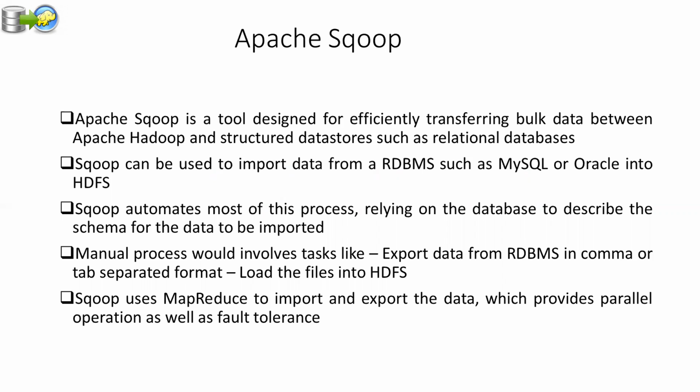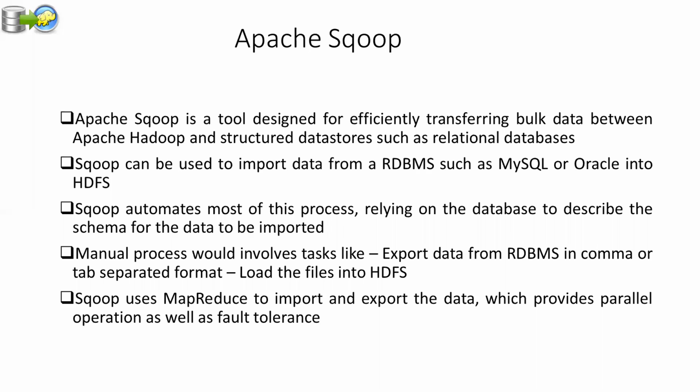Sqoop can be used to import data or export data from an RDBMS such as MySql, Oracle, Teradata, Postgres or DB2 into HDFS. Sqoop automates most of this process, relying on the database to describe the schema for the data to be imported. A manual process would involve tasks like exporting data from the RDBMS in a comma or tab-separated format and loading the files into HDFS. Sqoop uses MapReduce to import and export the data, which provides parallel operations as well as fault tolerance.